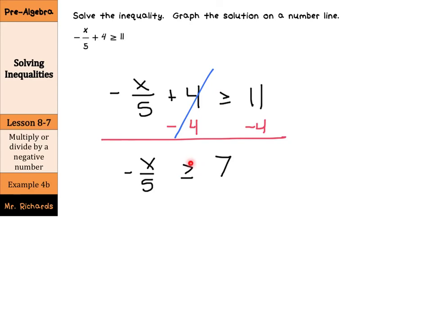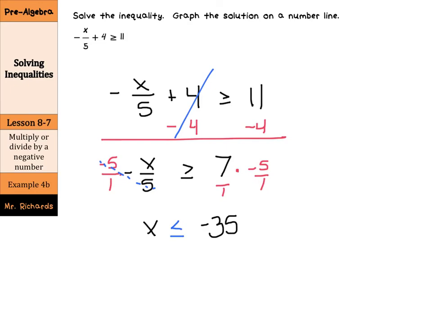Well, the reciprocal here of -x divided by 5 is -5 over 1, so we multiply by -5 over 1. And so this cancels out, and we're left with x. And since we multiplied by a negative number on both sides of the inequality, x is going to be less than or equal to -35.